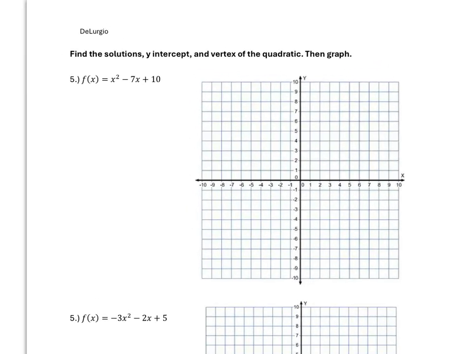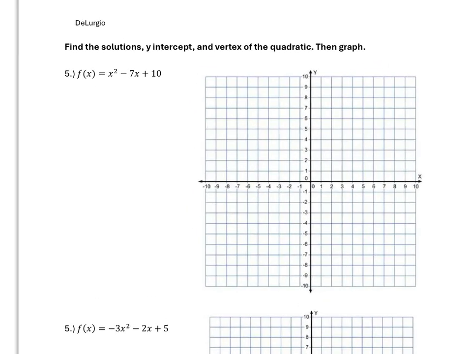So then this last page is more like what you'll be expected to do, to find everything basically about the graph when you're just given the equation. So solutions, x-intercepts, remember solutions are x-intercepts, and the y-intercept and the vertex. So we have a quadratic in standard form. We can see, first of all, from standard form that our y-intercept is going to occur at +10. So we can graph that point.